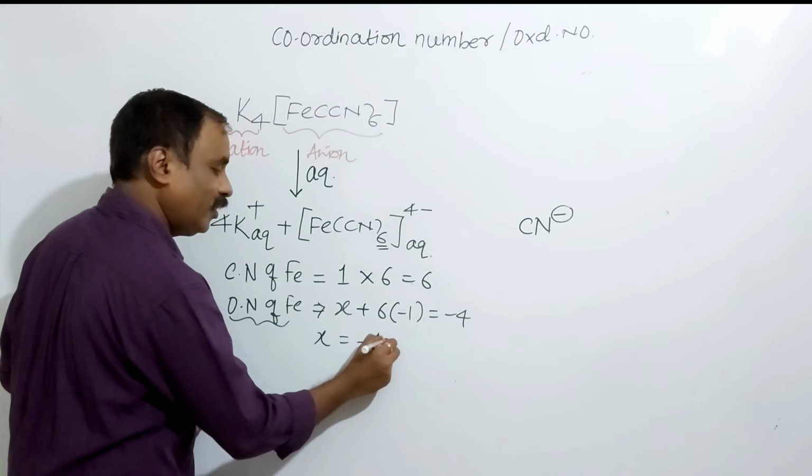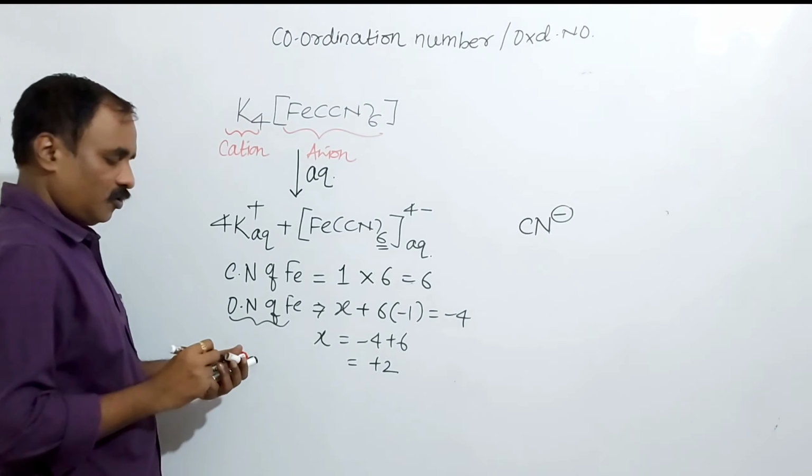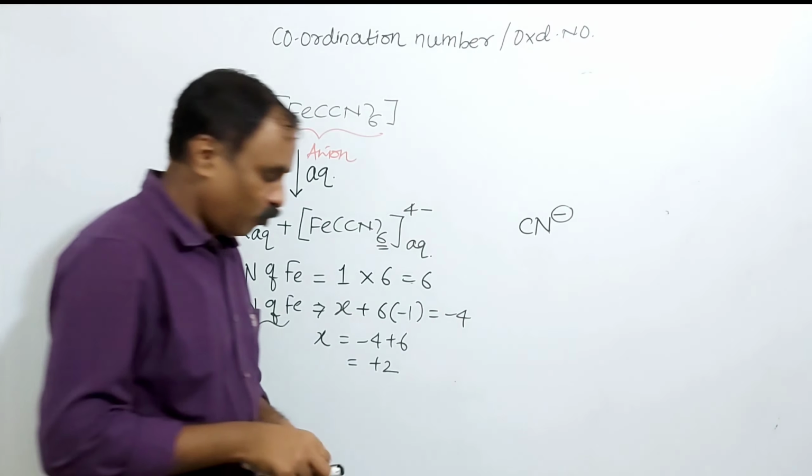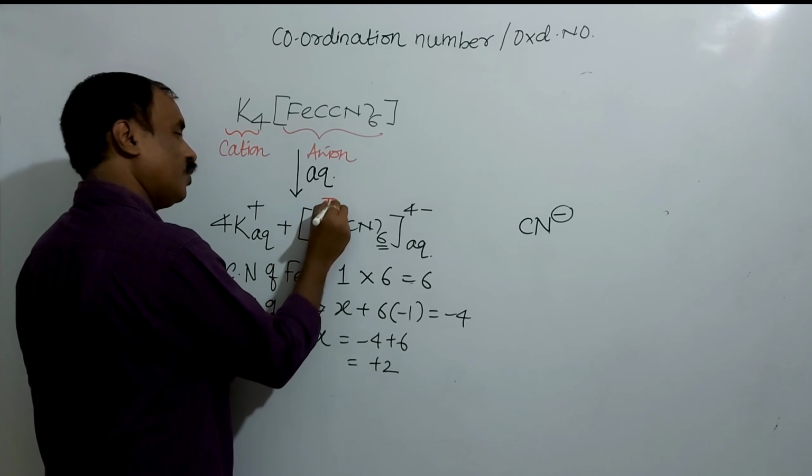-4, and to this side it will be +6, that is +2. And the oxidation number of iron in potassium ferrocyanide is what? +2.